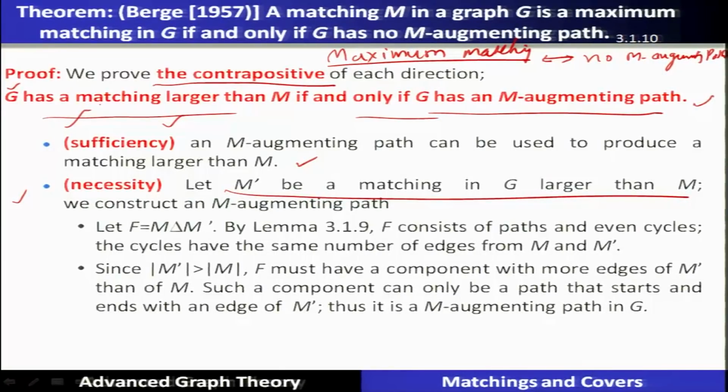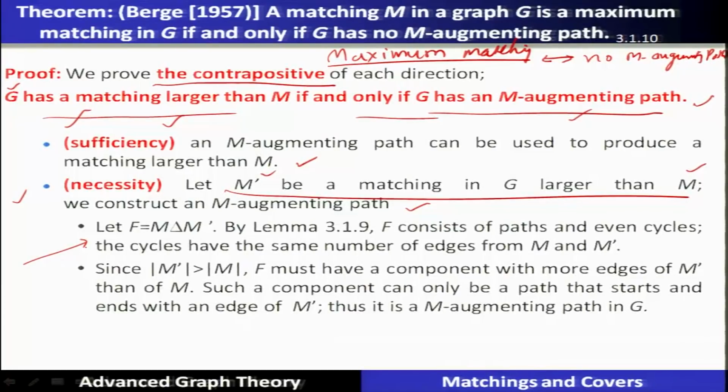Now, we have to prove that it has an M-augmenting path. So, we will construct an M-augmenting path given this M prime matching that is larger than M. There are two matchings now, we are given M and M prime. So, immediately we will take a symmetric difference of these two matchings, that becomes a graph F, and by Lemma 3.19 we know that F consists of paths and even cycles.